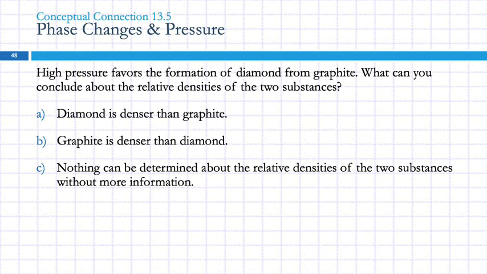So if you take graphite and you put a lot of pressure on it, you make diamonds. Is the diamond more compact or more spread out than the graphite? It's more compact because it's got squished together. So is its density going to be bigger? Yeah. So the density of a diamond is greater than the density of graphite.